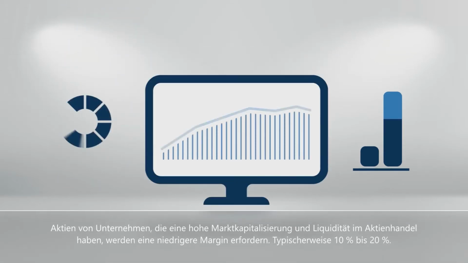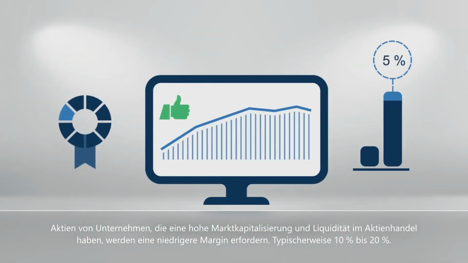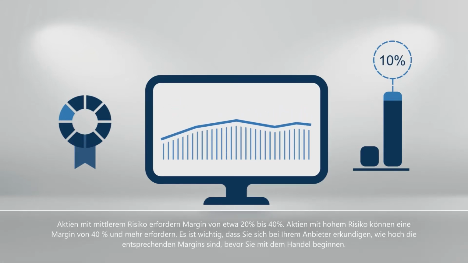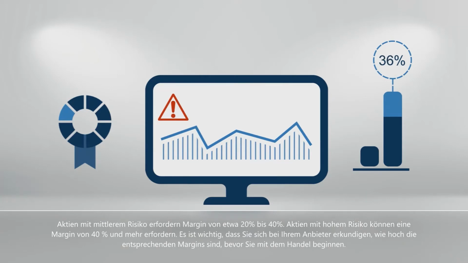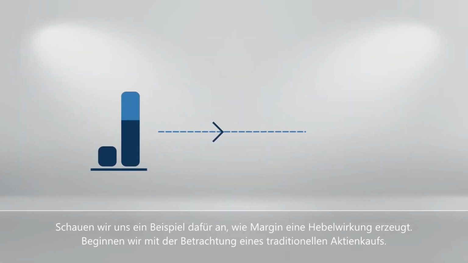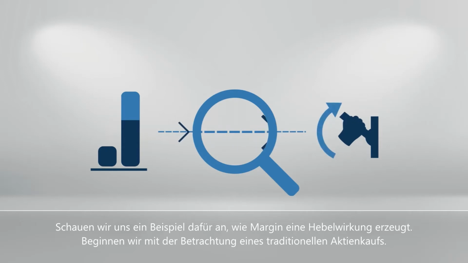Stocks of companies that have high market capitalizations and share trading liquidity will attract a lower margin, typically 10 to 20%. Medium risk stocks attract margins of roughly 20 to 40%. High risk stocks can require a margin of plus 40%. It's important to check with your provider what the relevant margin levels are before you begin trading. Let's look at an example of how margin creates leverage.